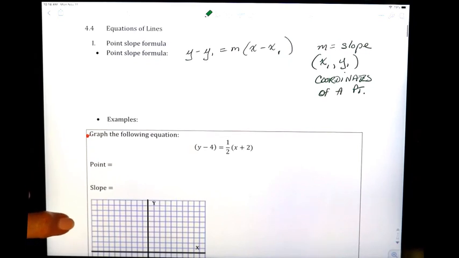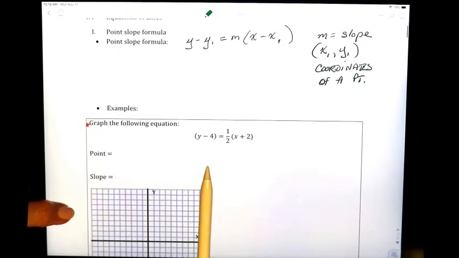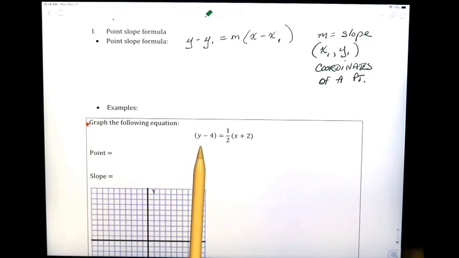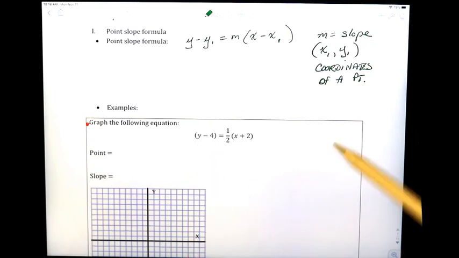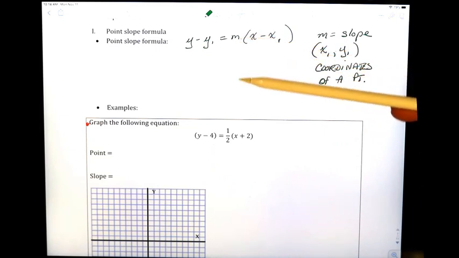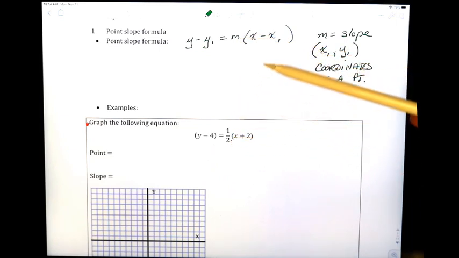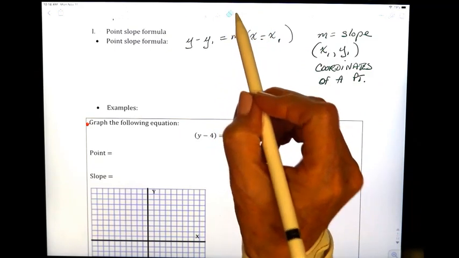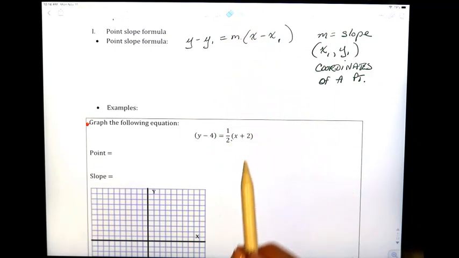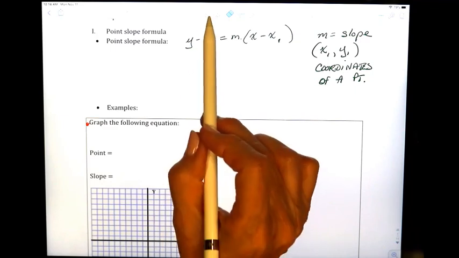So let me scroll down here, and you can see the first example. On the left-hand side, you see the y minus 4. Here's the equals mark, and so you know already that the slope of this line is going to be 1/2. And then here you see the x minus x sub 1, and I made a stray mark there, so let me see if I can get that out.